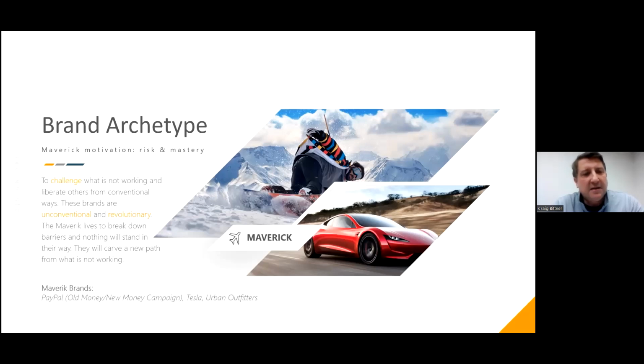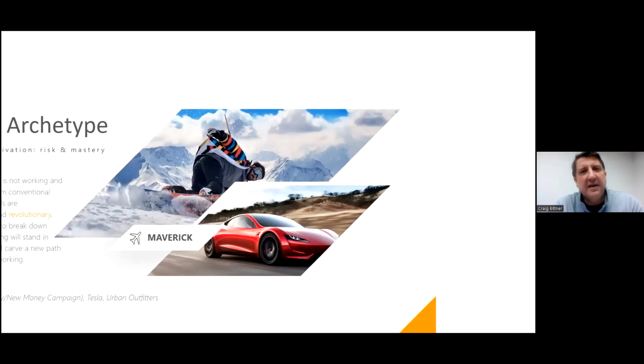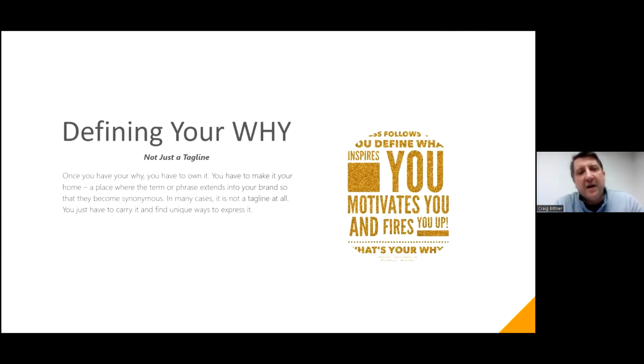Some of the Maverick brands are PayPal. They have an old money versus new money campaign that kind of dives into that Maverick idea. Tesla and Urban Outfitters are other Maverick type brands. But nonprofits fit into those 12 categories as well, typically. So it is a really good exercise to go through for any organization, including a nonprofit.